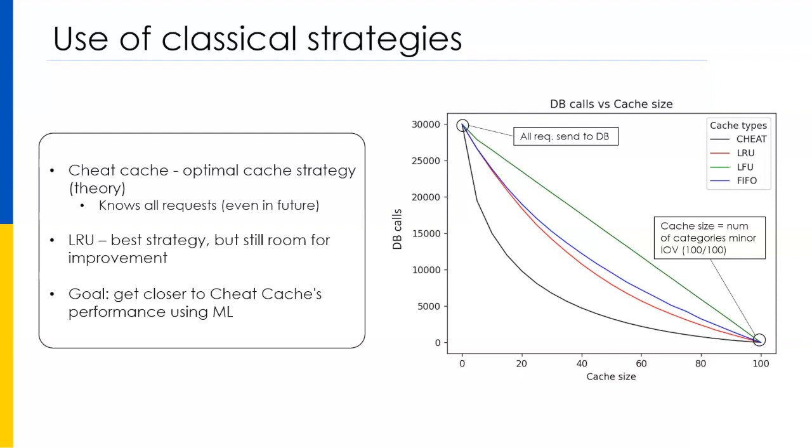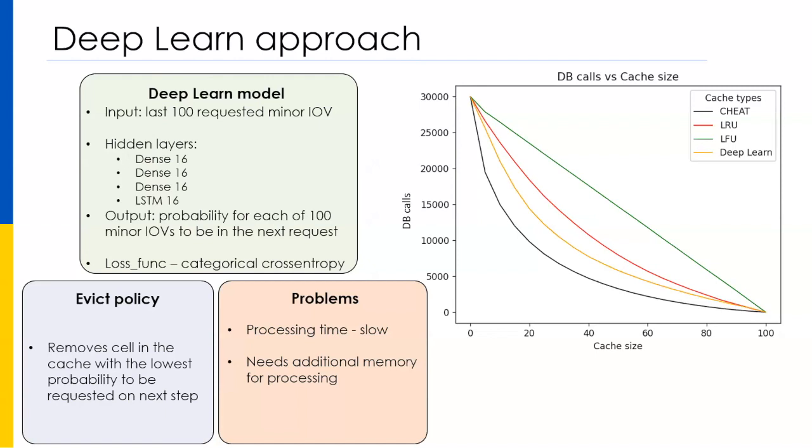So you can see here that for each of these points, we run our algorithm one by one for different cache sizes. As a result, we have information that LRU is the best one from the classical strategies. But we also implement here a cheat cache. That's something like the optimal cache strategy that could exist in theory. It knows all requests for all time, and it computes the best optimal strategy in our case. So our goal in this project is to reach this level as much as possible. That's why we tried a deep learning approach.